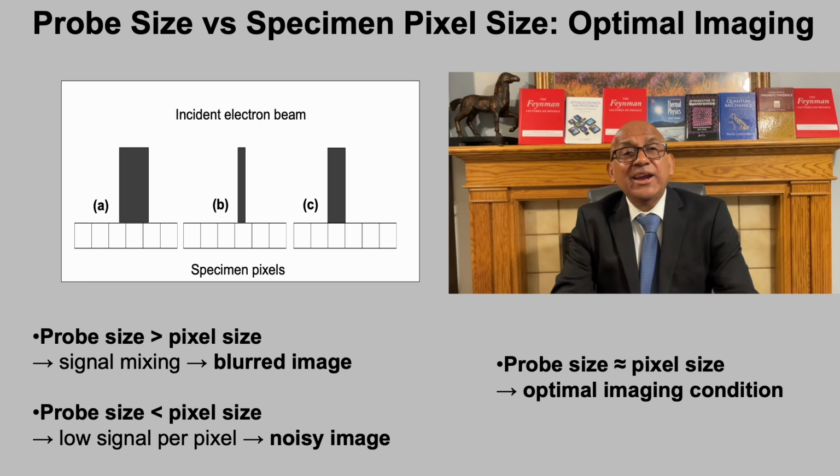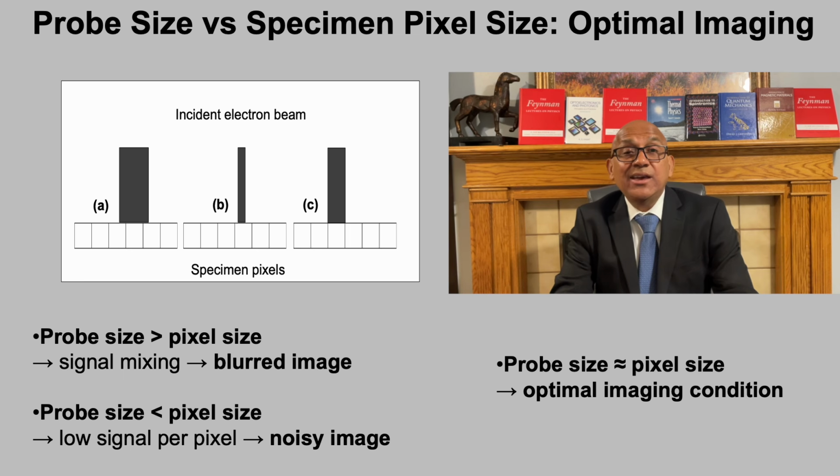Having quantified how magnification controls the specimen pixel size, we can now look at how pixel size and probe size work together to determine image quality in SEM. The electron probe has a finite size set by the electron optics, while the specimen pixel size is set by how finely we sample the image during scanning. What matters in practice is how these two length scales compare to each other.